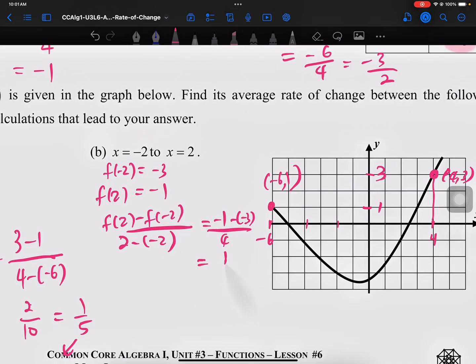Which is 1 over 2. So here also, the average rate of change is 1/2, which means it rises gently.